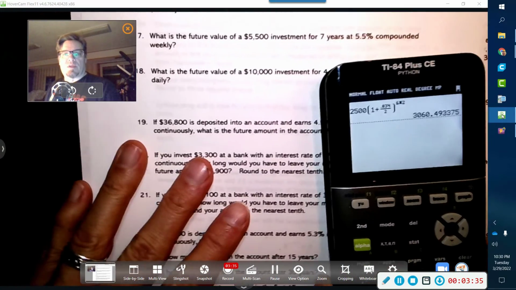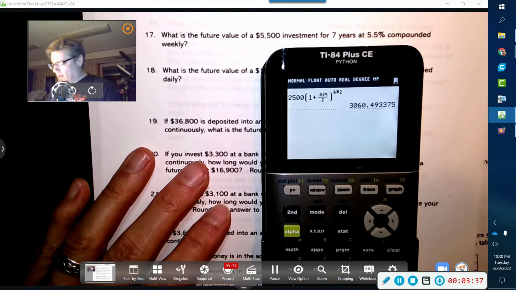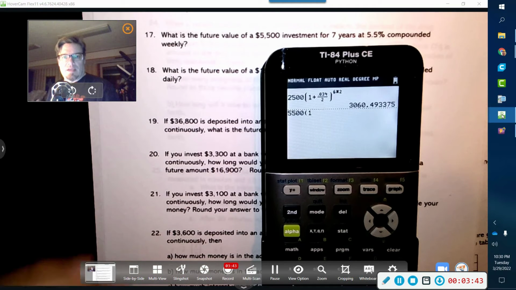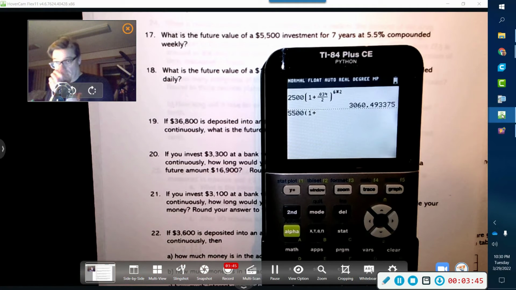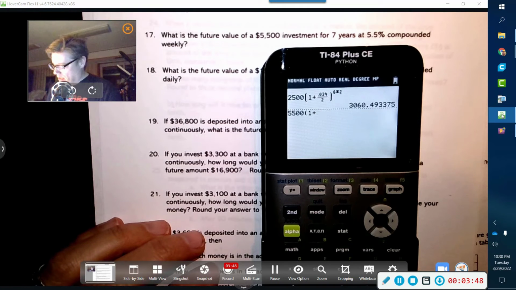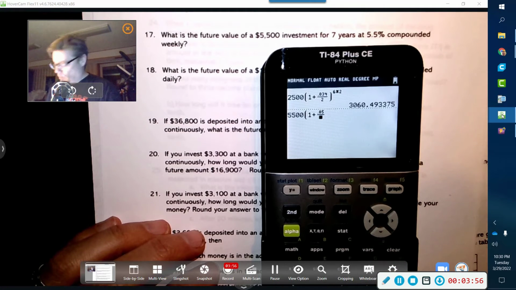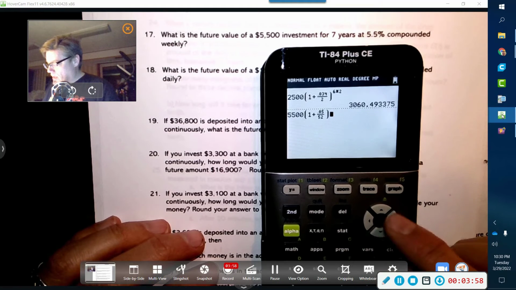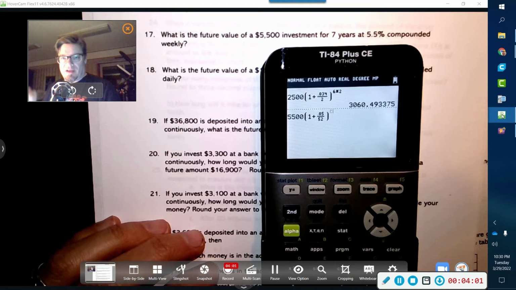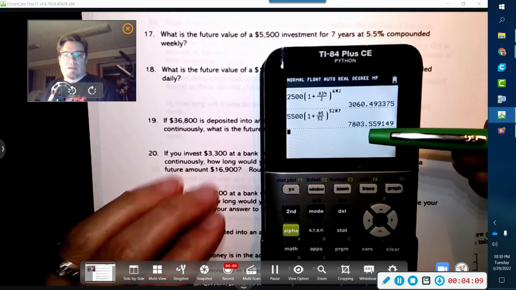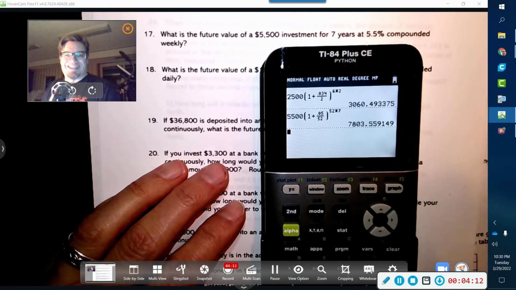Okay, this one is compounded weekly. All right, so again, 5,500. We're going to go 1 plus. Is it increasing? Yes, it's increasing because it's being compounded. That implies increasing, so that would be the fraction bar here. We've got 0.05, and we are compounded weekly, so it's 52 times. You might not think that's a big deal, as long as you know that you do it 52 times for 7 years. So there's our value: $7,803.56.